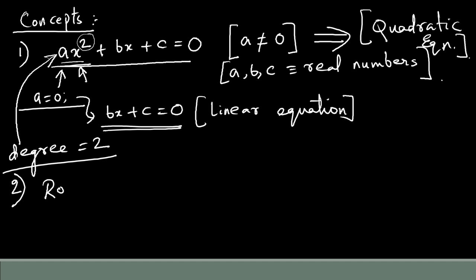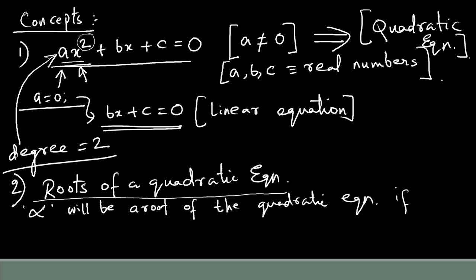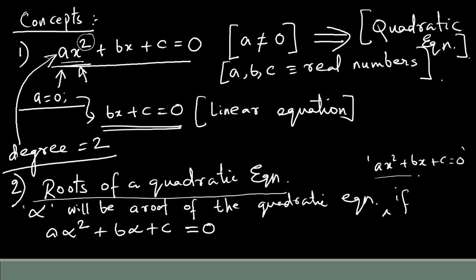The next thing you need to know is what are the roots of a quadratic equation? Let's say alpha will be a root of the quadratic equation if a alpha square plus b alpha plus c turns out to be 0. Which equation? This one, ax square plus bx plus c equals 0. So alpha will be a root of this quadratic equation if, instead of x, you plug in alpha and you get a alpha square plus b alpha plus c equals 0. If this is satisfied, then alpha will be a root of this equation.